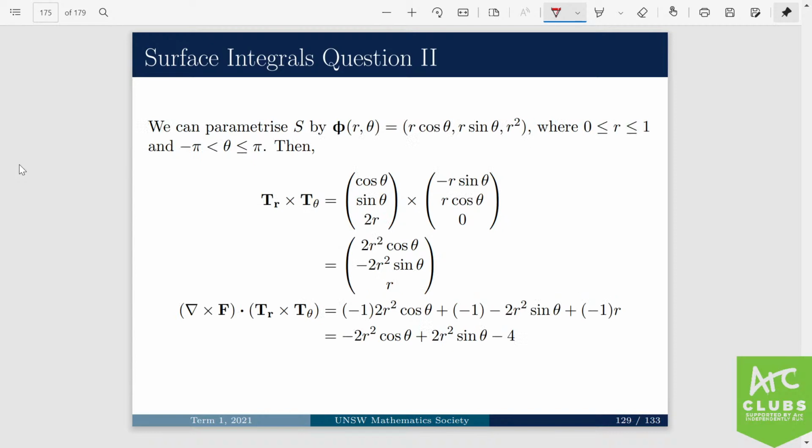In that case, I think I made a mistake here. When you differentiate with respect to r, that would be 1. So first, we differentiate with respect to r: that's cosine theta, sine theta, and 1. And secondly, we differentiate with respect to theta: that's minus r sine theta, r cos theta, and 0 since there's no theta there.